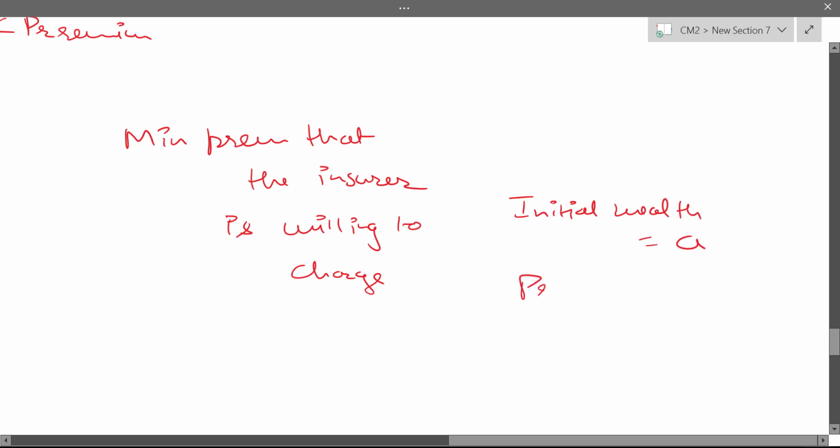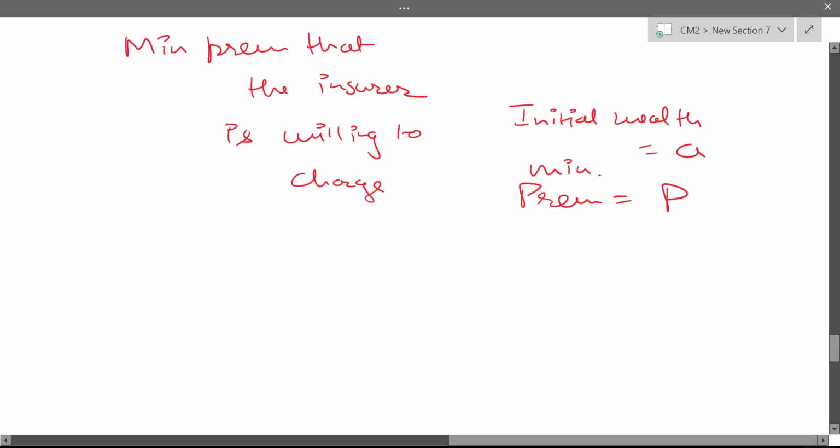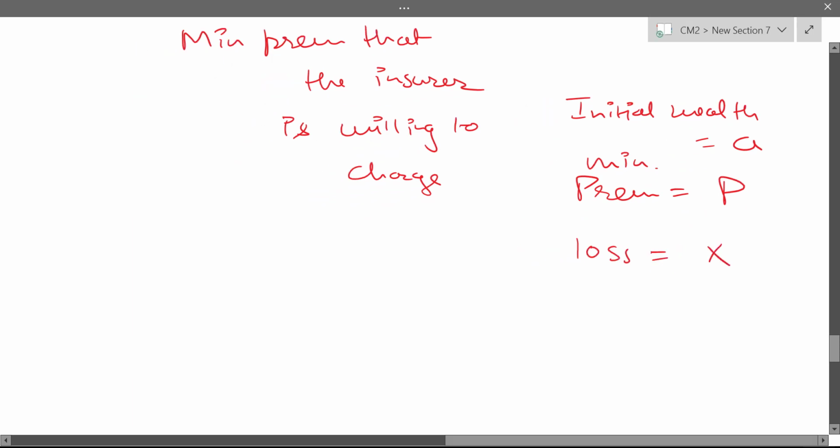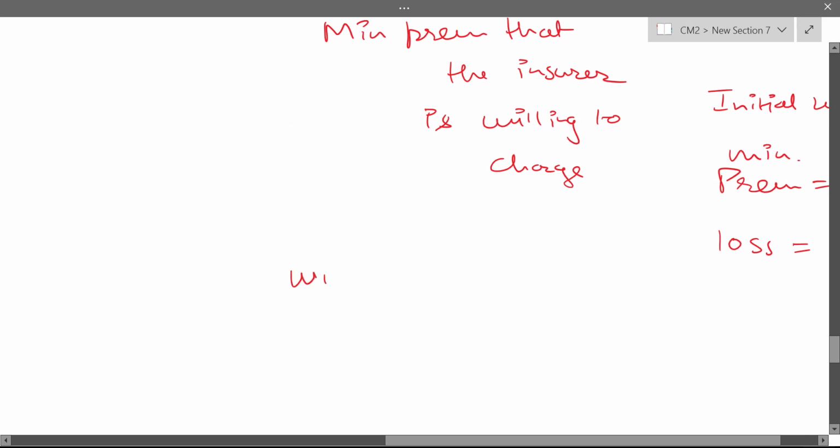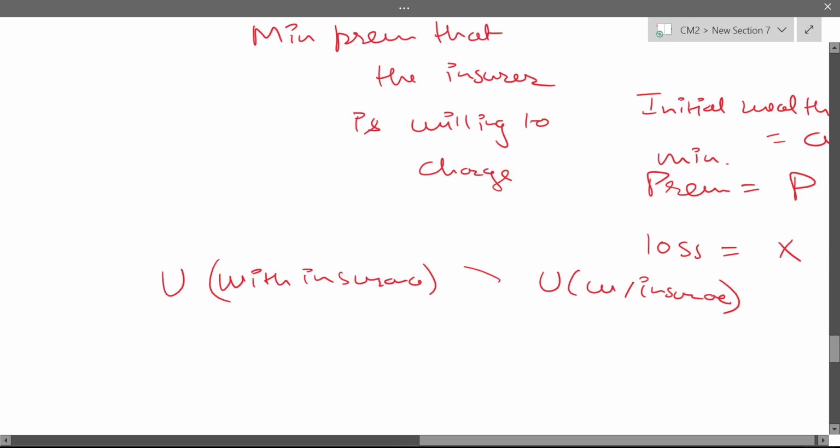Let's say the minimum premium that the insurer is willing to charge, which I want to find out, is P, and the loss under the risk event is X. So I have to work out the utility with insurance and the utility without insurance, and the insurance will only be sold if the utility with insurance is greater than or equal to the utility without it.